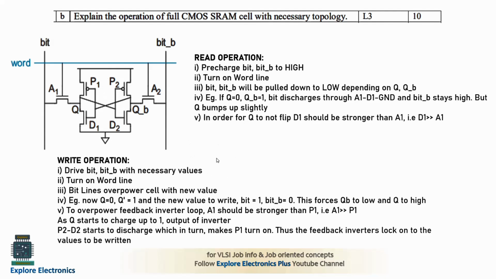And with this we need to keep some transistor sizes. In order for Q to not flip, D1 should be stronger than A1, meaning the D1 transistor here should be stronger than the A1 transistor, and A1 should be stronger than the P1 transistor. So these are the things we need to maintain to get the exact value.